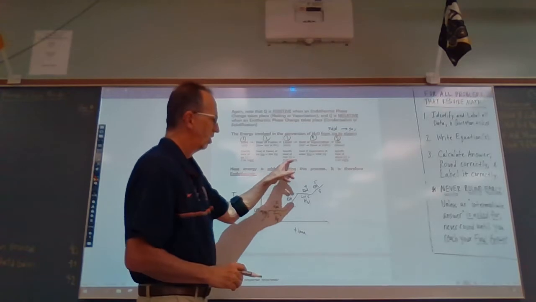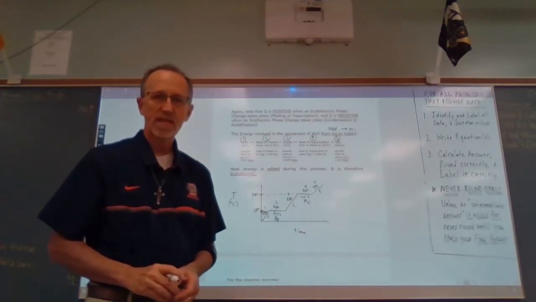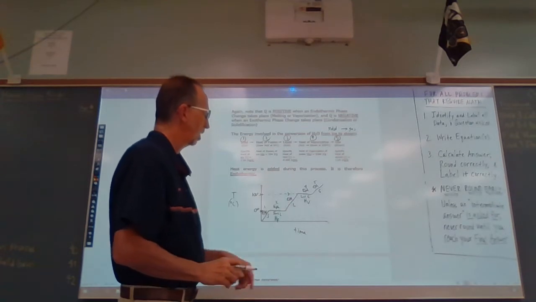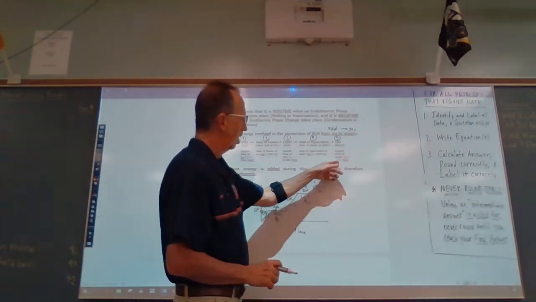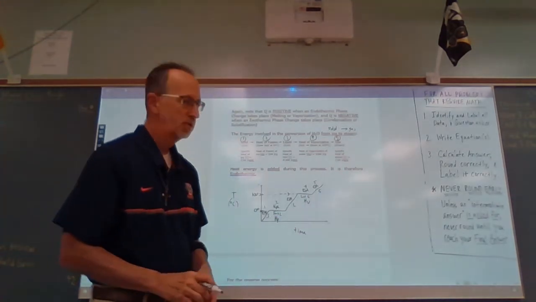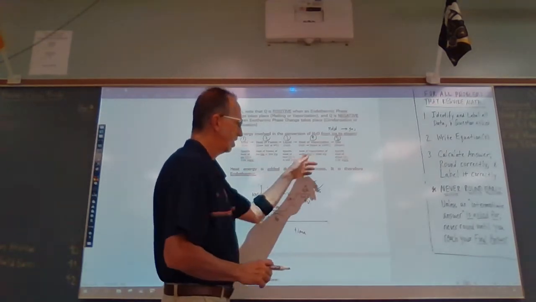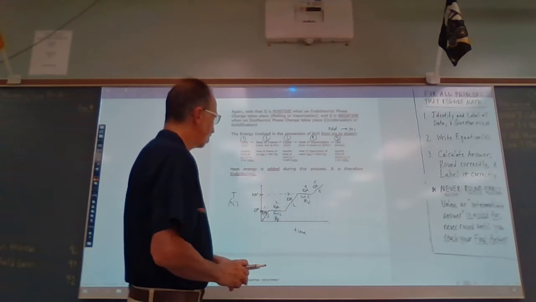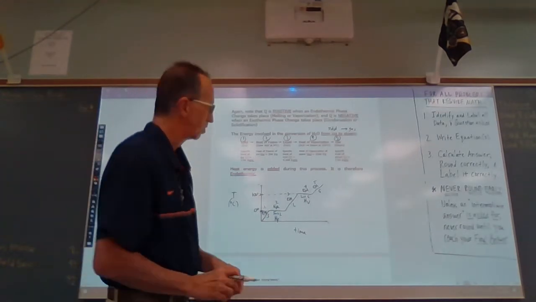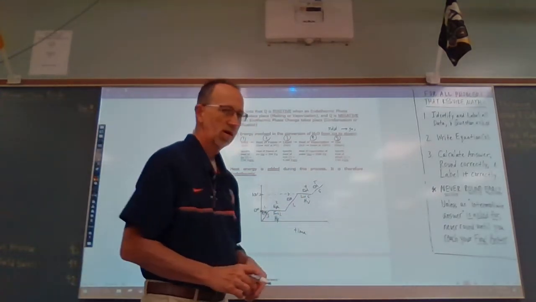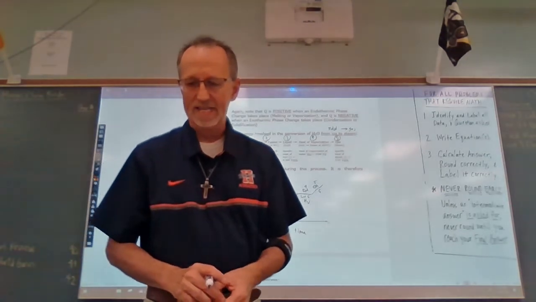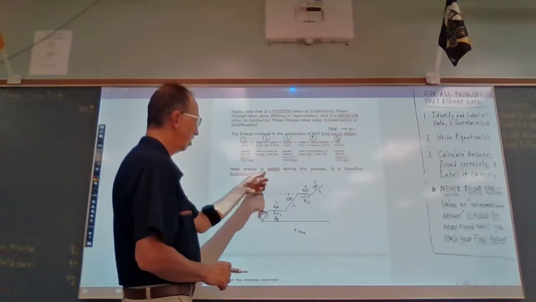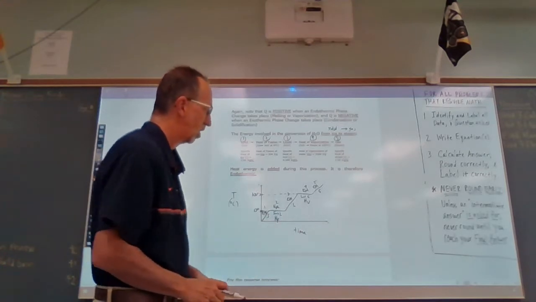So I've listed here the various specific heat capacities. For ice, it's 2.06. For liquid water, 4.184. And for steam, 2.02. And I have listed our two phase change constants. Heat of fusion of ice, 334 joules per gram. Heat of vaporization of water, 2,260 joules per gram.